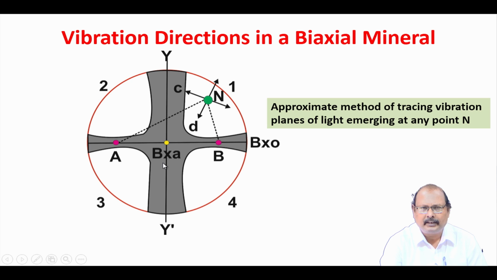Now, let us try to understand what the critical points in this isogyre are. There are two red points that are shown here. These are the points of emergence of the two optic axes, one here.